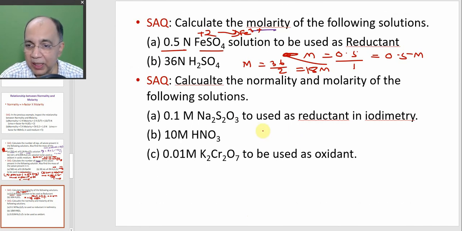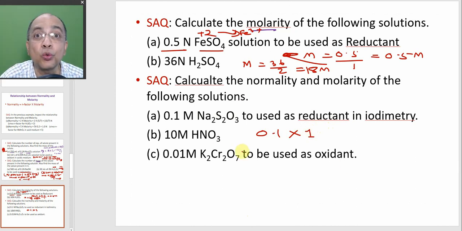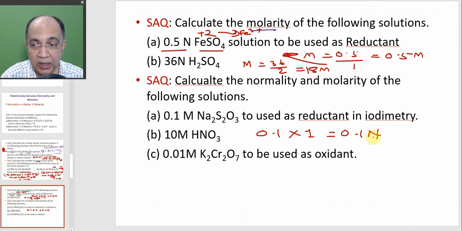Then that will be 0.1 into the n factor is 1, because sodium thiosulfate will be converted to sodium tetrathionate. If you have forgotten, you look to the lecture notes. The n factor is 1. So same as its molarity. Molarity is 0.1. So normality is also 0.1. This one, the n factor is 1. So 10 M is also same as 10 N.